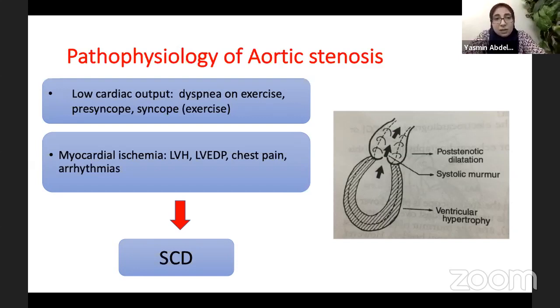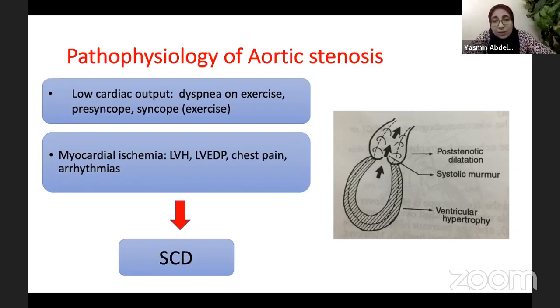And here in this slide, the pathophysiology of aortic stenosis, we have obstruction of the left ventricular outflow. And this causes the inability to increase cardiac output during exercise. So usually patients with aortic stenosis have dyspnea on exercise, or can have pre-syncope or syncope, usually after exercise. And in late stages of the disease, symptoms occur at rest also.